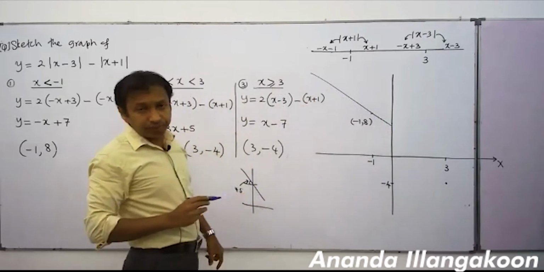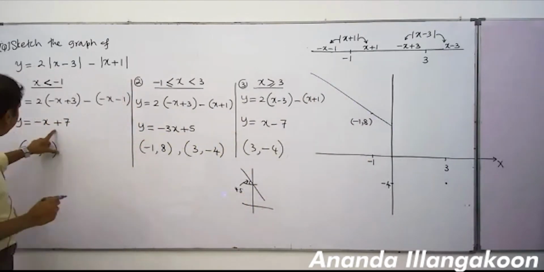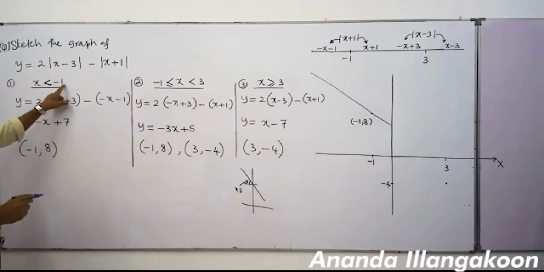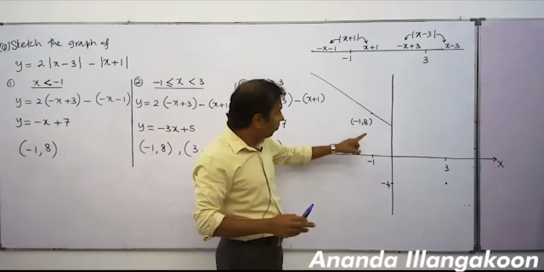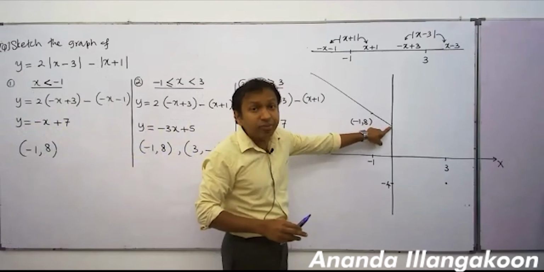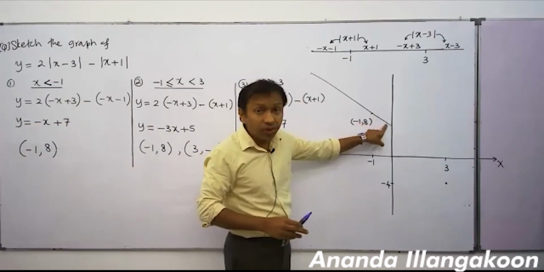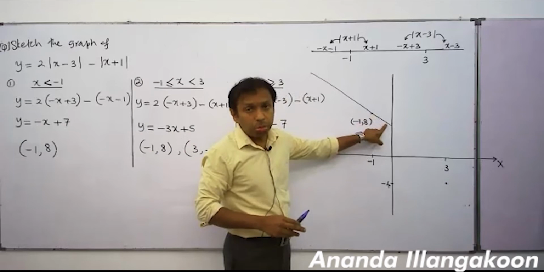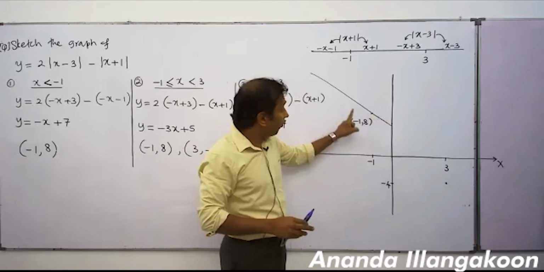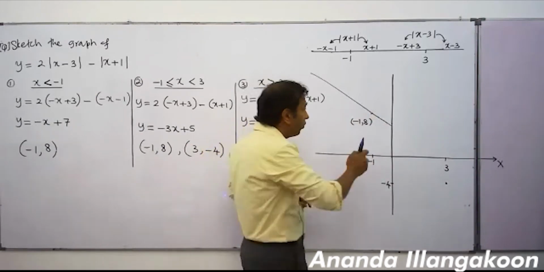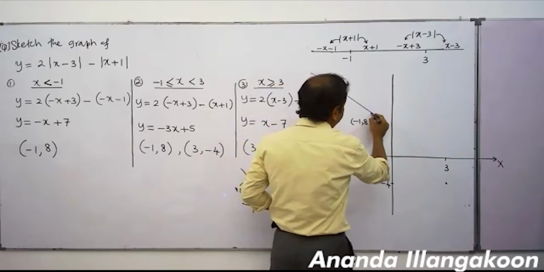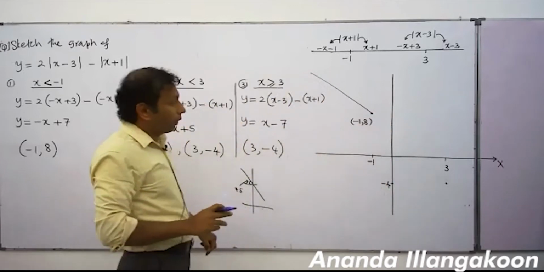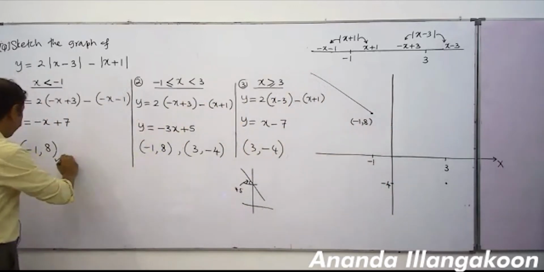This is the line. But this line we need on the left of minus 1. For our convenience of finding another point only, we use this intercept 7. But this portion is to be removed. Why? We need this graph on the left of minus 1. Therefore, this part we have to delete. Right. Okay. This we have drawn.